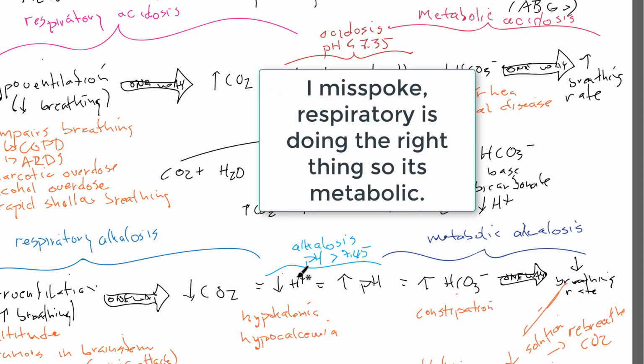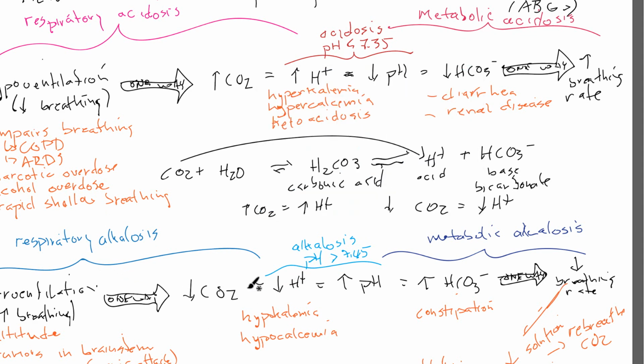Over here, if you have low acid, you should have low CO2. So you should be breathing slow. But if you're hyperventilating, then this is respiratory alkalosis. With low acid, you should have low CO2, which means you should be breathing slow. And if you are breathing slow, so low acid, low breathing rate, then it's metabolic.